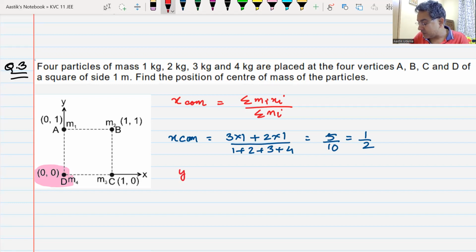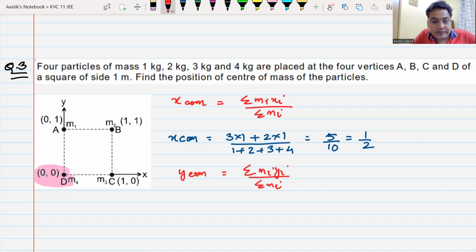To get the y position of the center of mass, you have to do summation of mi yi divided by summation of mi. You can put those values and you will get the answer as 3 by 10. Everyone getting the same answer, yes or no? Okay.